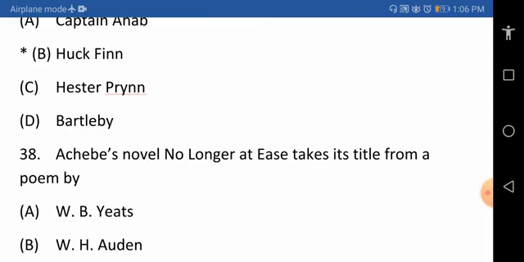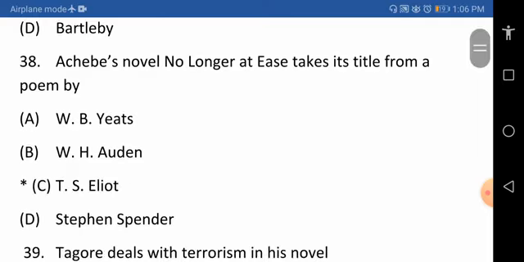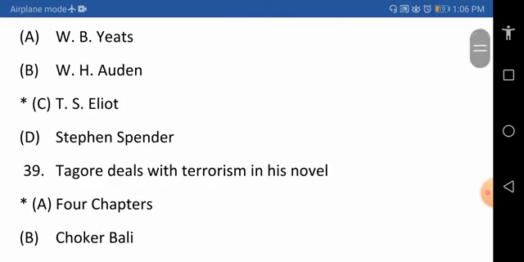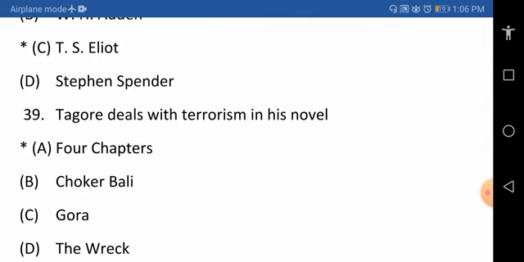Achebe's novel, Chinua Achebe's novel, No Longer at Ease, takes its title from a poem written by T.S. Eliot. I think the answer is T.S. Eliot's The Second Coming. Tagore deals with terrorism in which novel they have asked, that is Four Chapters.